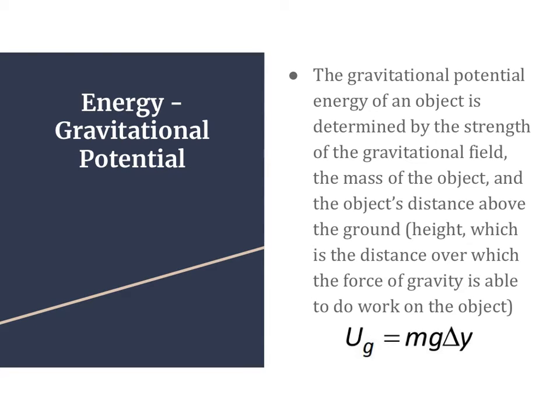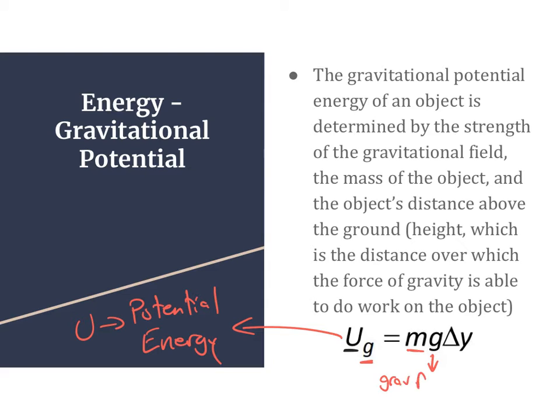So our equation, mathematically, U is our general symbol for potential energy. And we have our subscript g for gravitational potential, U_g, is equal to the mass times our gravitational field strength times the change in position within that gravitational field.